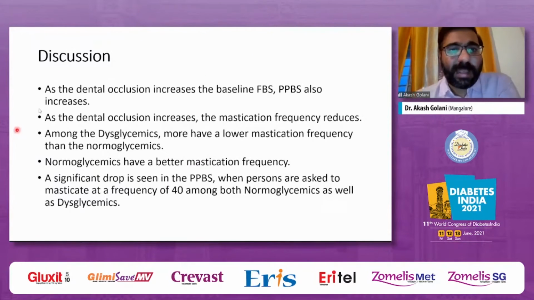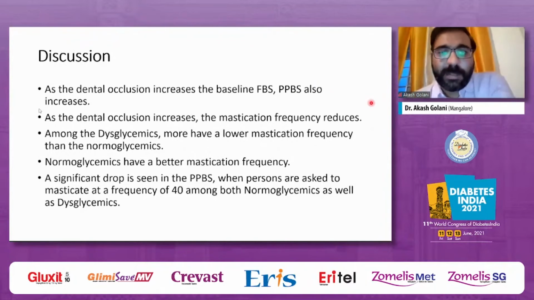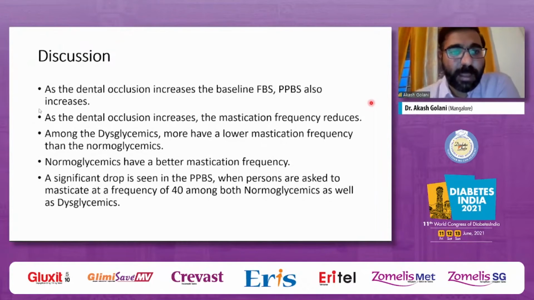The discussion: as the dental occlusion increases, the baseline PPBS and FPS values also increase. As the dental occlusion increases, the mastication frequency reduces. Among the dysglycemics, more have a lower mastication frequency than the normoglycemics, and normoglycemics have a better mastication frequency, and a significant drop is seen in the PPBS when persons are asked to masticate at a frequency of 40 among both normoglycemic as well as dysglycemic.